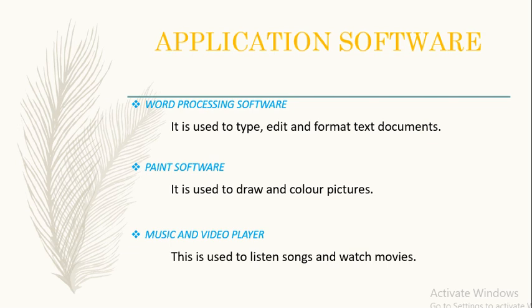Now what is the working of word processing software? It is used to type, edit and format text documents. You can see with the help of this software, we can write any text in our computer and create various files through it. Now the next one is paint software. It is used to draw and color pictures. With the help of this app, you can draw various shapes, sizes, pictures in your computer, and you can also color them.